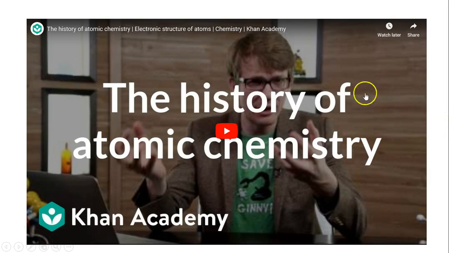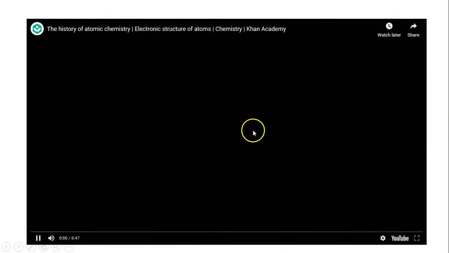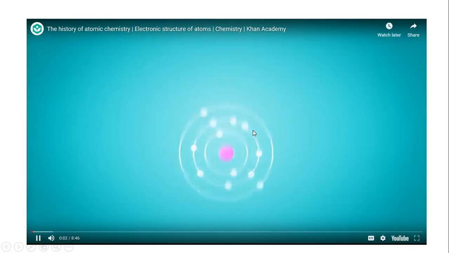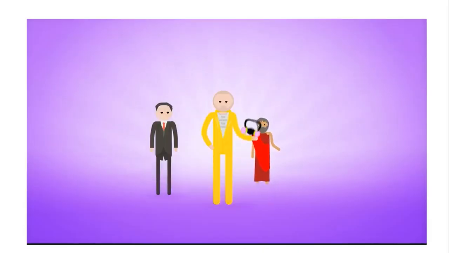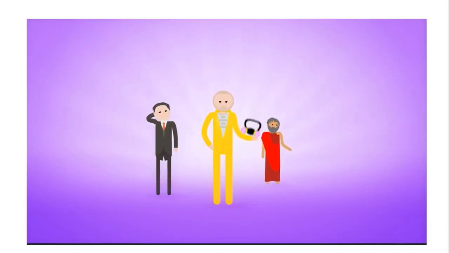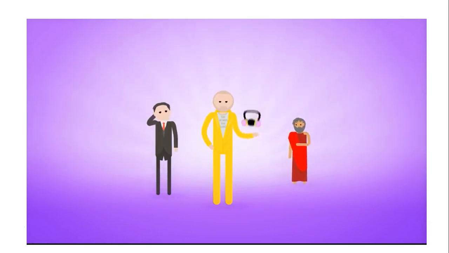First, let's see the history of atomic theory. How do you picture an atom in your mind? Like this, or like this, or maybe one of these? If you understand enough about atoms to visualize any of those things, then you know more about atomic theory than scientists did just 100 years ago. And way more than they thought they knew 2,500 years ago.